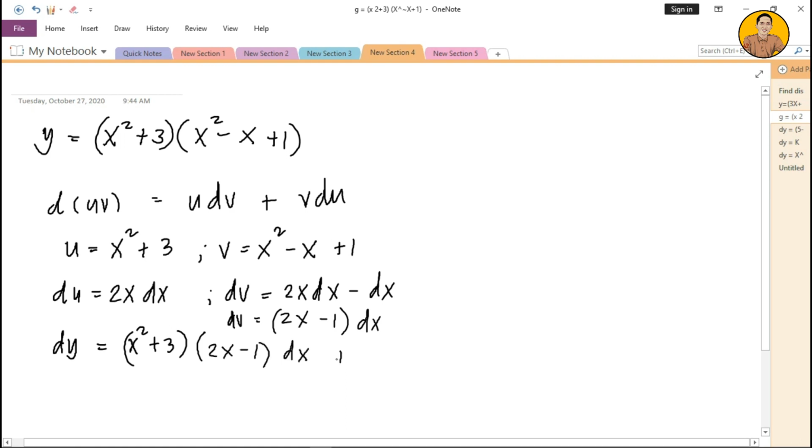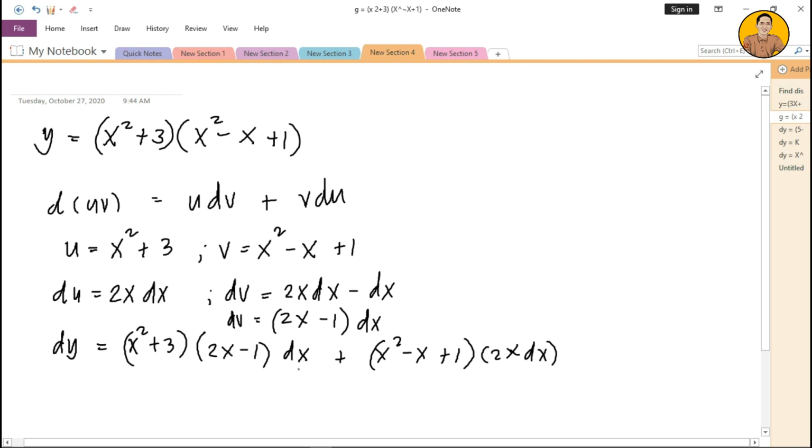So plus v natin, v is x squared minus x plus 1, times the differential of u, which is 2x dx. So what is happening here, guys, is you identify the formula to be used, then identify all the elements, then you substitute and simplify. That's how you find the derivative using those formulas. Okay? So let's just simplify this.